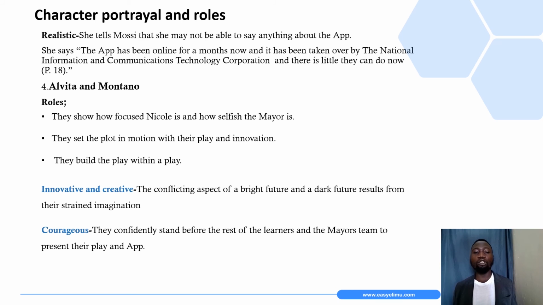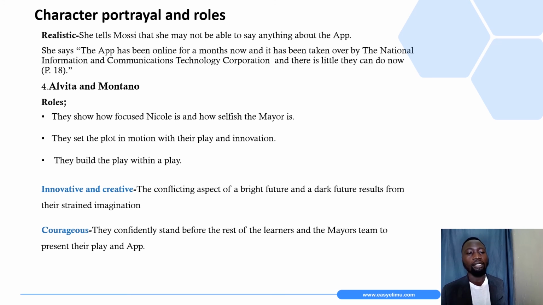So they also set the plot in motion with their play and innovation. So remember, during the end of year school closing day, they staged a play that was to help explain the creativity, or the ideas behind the creation of the Samaritan app. So they also build the play within a play. So remember, play within a play is also a style used in literary approaches.